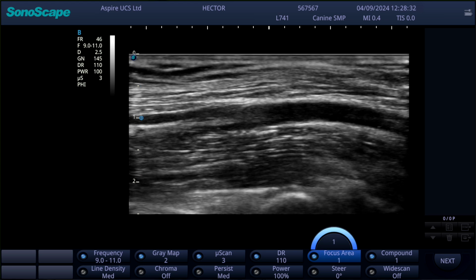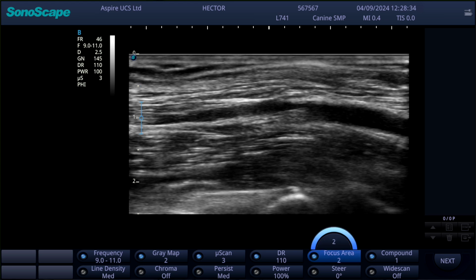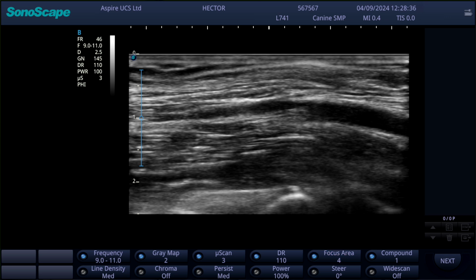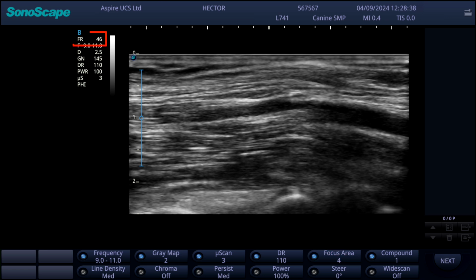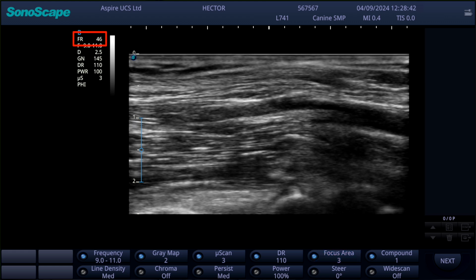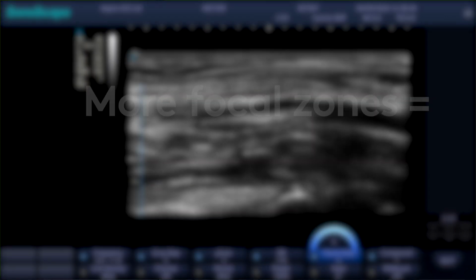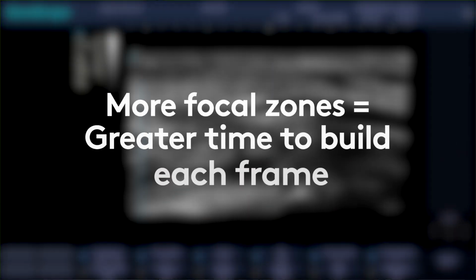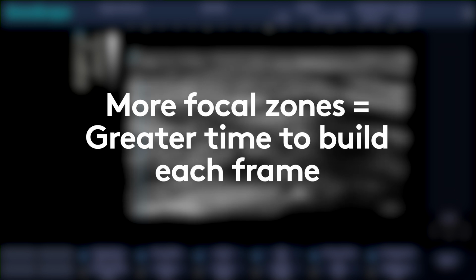Bear in mind, introducing more focal zones to create a deeper focal zone can have an impact on the frame rate on some machines, i.e. the number of frames or images that can be displayed per second. And this is because the more focal zones that are added, the longer it takes to build each particular frame with each particular focal zone. So the knock-on effect is a slower frame rate.